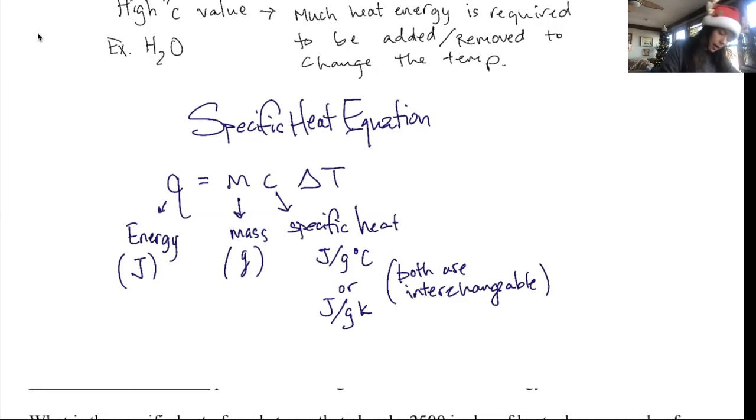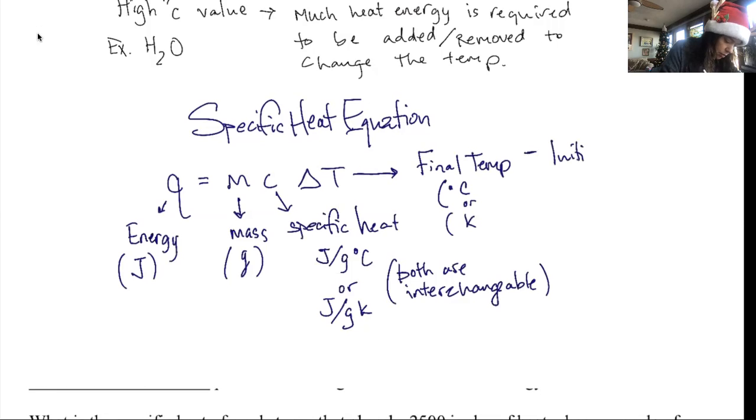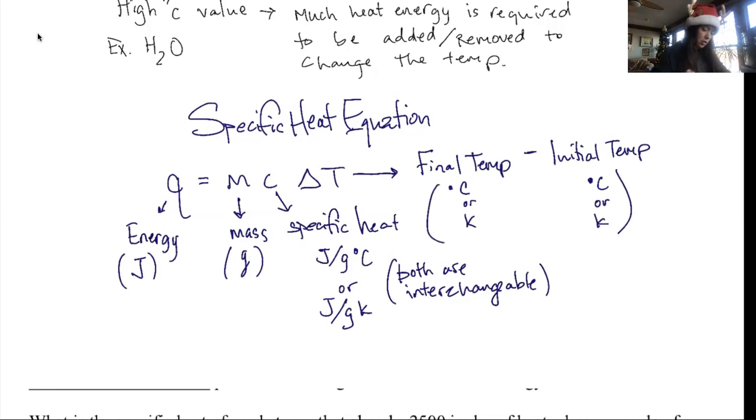So change in temp is your final temp, whether it's Celsius or Kelvin, minus the initial temp. They have to be the same, but they can either be Celsius or Kelvin. You do not have to convert and then subtract, as you will get the same answer. Okay? So here is your equation, and those are your variables and the units that they need to be in.